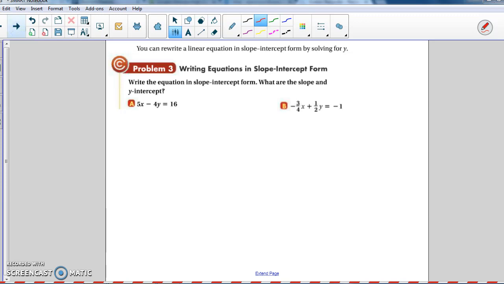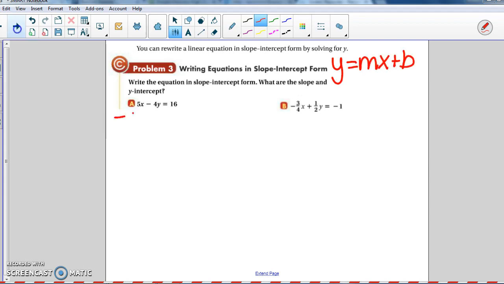You can rewrite a linear equation in slope-intercept form by solving for y. So if it's not given to us in slope-intercept form, we can rearrange and solve for y to have it in slope-intercept form. Just a reminder, slope-intercept form is y equals mx plus b.